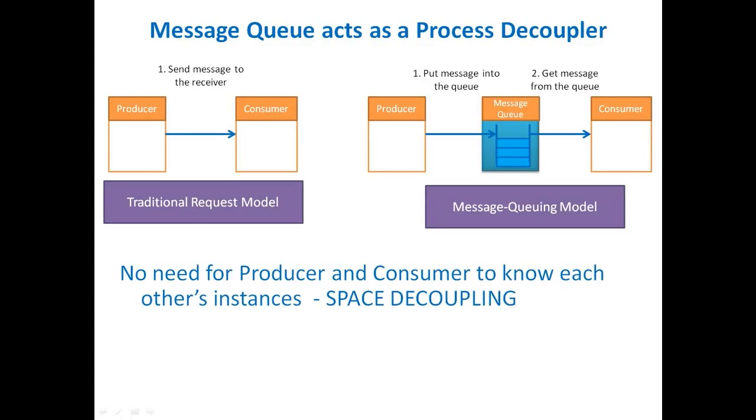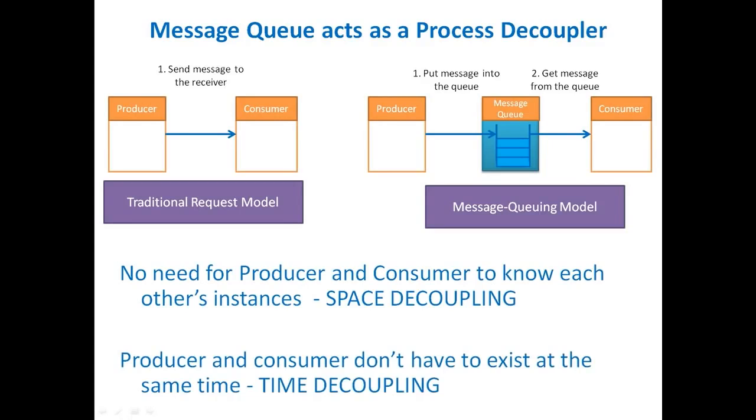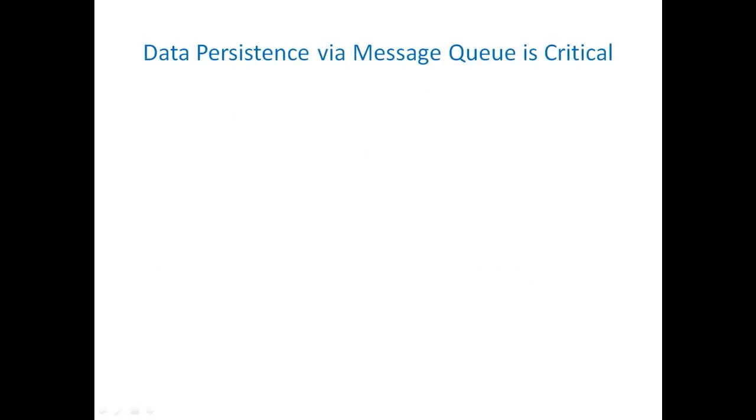The number one thing is there's a space decoupling. There's no need for the producer to know who all the consumers are beforehand, and vice versa. The consumers don't have to know the producers. The next important thing is producers and consumers don't have to exist at the same time. Okay, let's delve into the details of what this means.